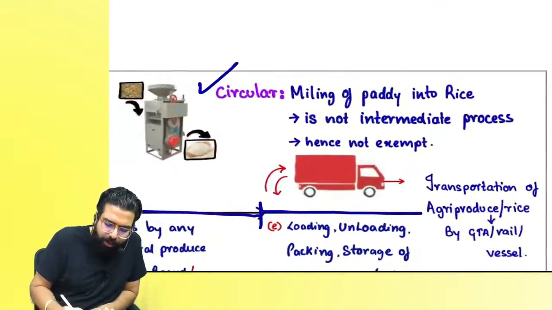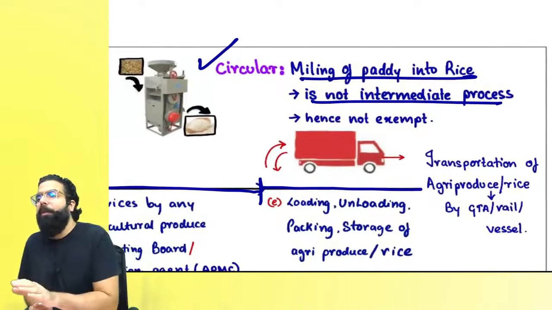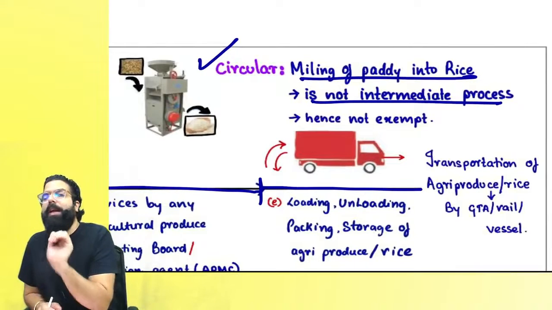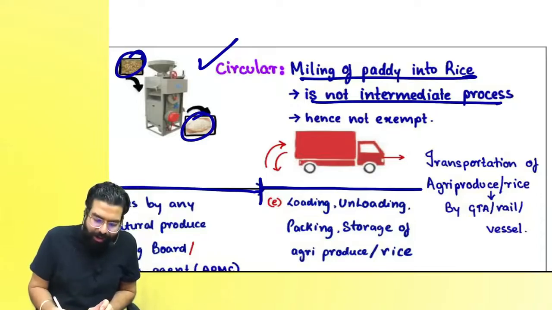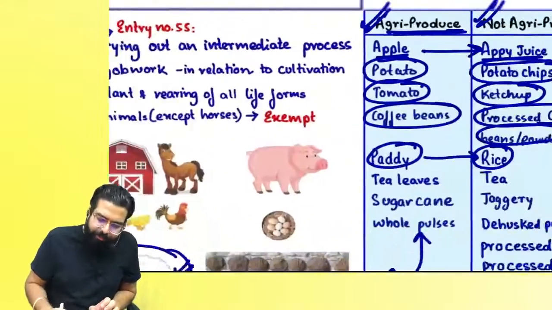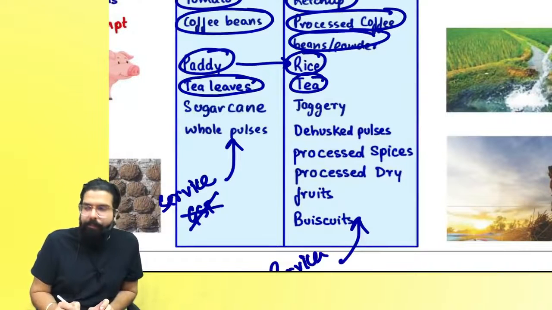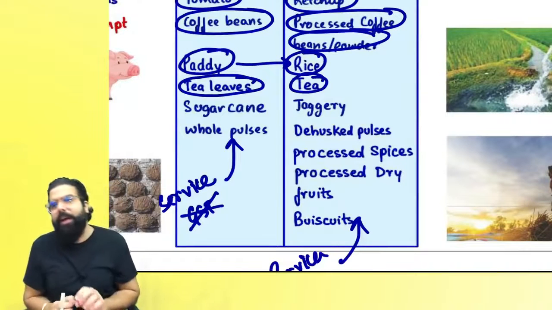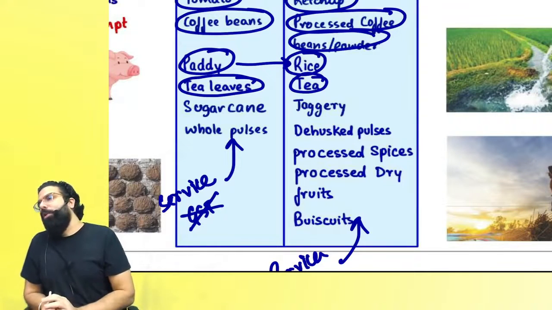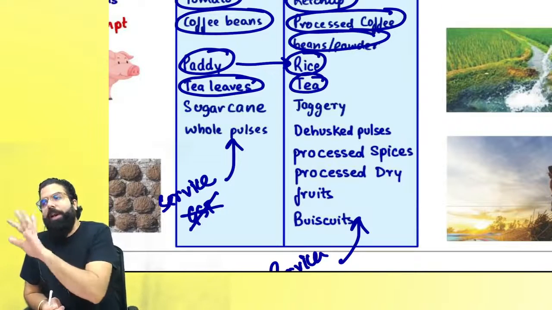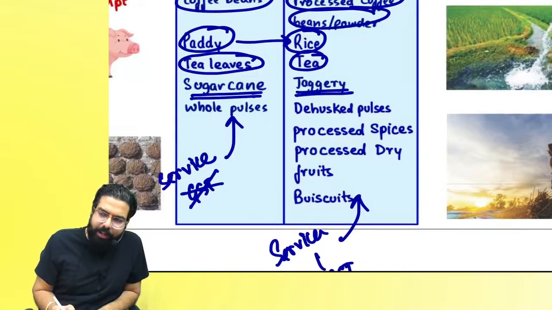There was one circular also. Milling of paddy into rice is not an intermediate process, because an intermediate process should result in agricultural produce remaining agricultural produce. Whenever milling of paddy is done into rice, that is always taxable, because it is not an intermediate process. Tea leaves are agricultural produce. Making tea from tea leaves is not an agricultural process. Sugarcane is agricultural produce. Jaggery is not.